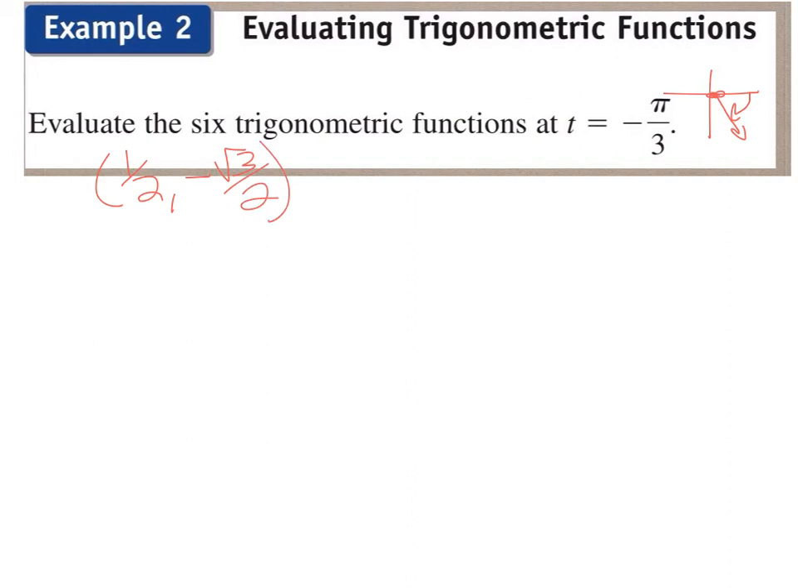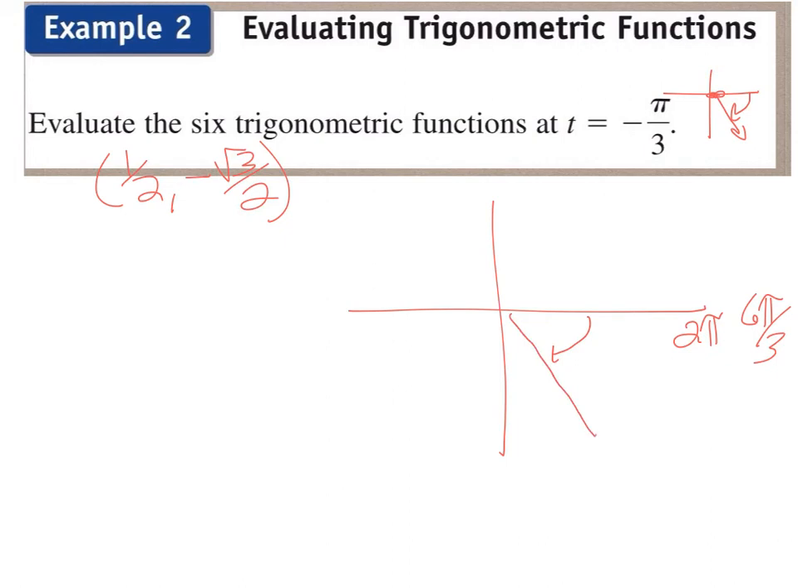So that negative pi over 3, if you think about it, well, 2 pi is going to be 6 pi over 3. So if you go negative pi over 3 spaces, you're going to be taking away 1 pi over 3. So that puts you at 5 pi over 3. All right, and that's where that point comes from on your unit circle.